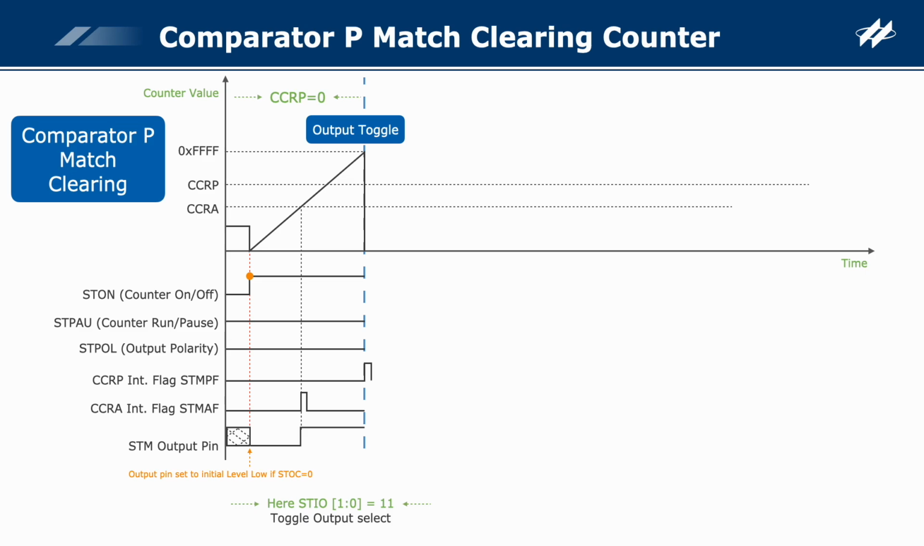initial low level. When a comparator A match occurs, the STMAF interrupt request flag will be changed to 1 and the pin state will be toggled. Because the CCRP is equal to 0, the counter will not be cleared until it overflows, and then the STMPF interrupt request flag will be changed to 1, but the pin state will remain unchanged.